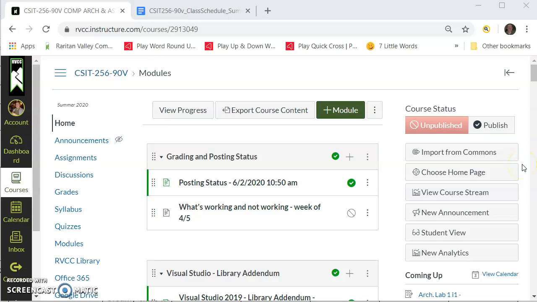This is for CSIT 256, Computer Architecture and Assembly Language, and this is the overview video for week one. Because this is week one, I just want to mention there are other videos that will go over the process of how some things work in terms of Canvas. There's going to be a course overview video that will be different. This is just going to focus on the topics that are for week one.